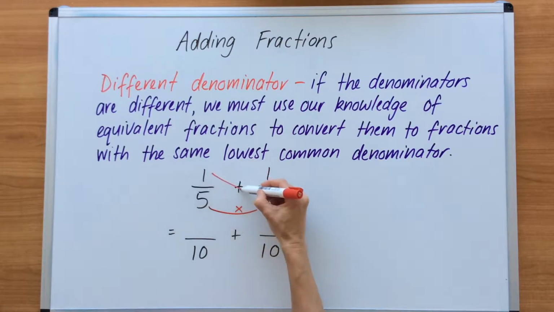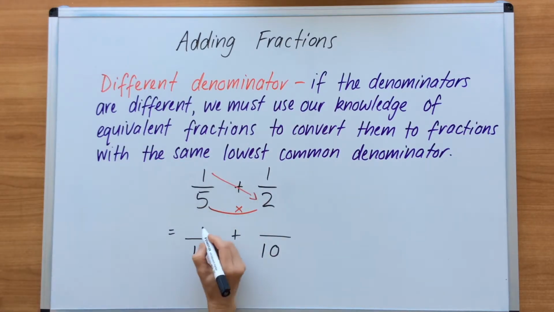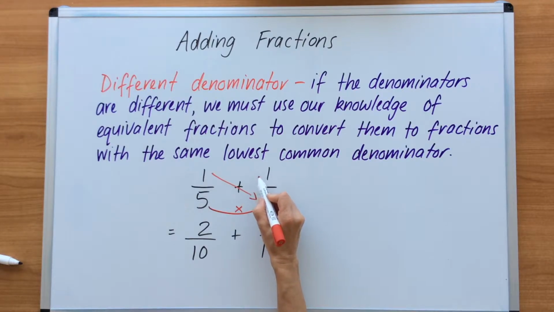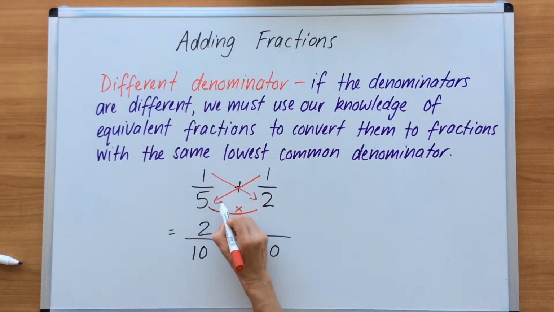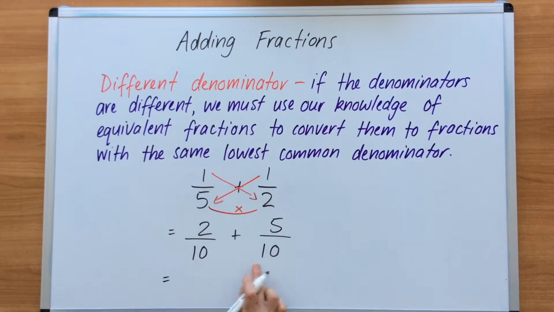So start from the left, go down to the right, and you multiply 1 times 2, which is 2, and you do the same for the other side. You go to the right hand side, down to the left, and we multiply 1 times 5, and that equals 5. So now I've got two fractions with the same denominator, which makes it much easier to add. 2 plus 5 equals 7. So now I have the answer of 7/10.